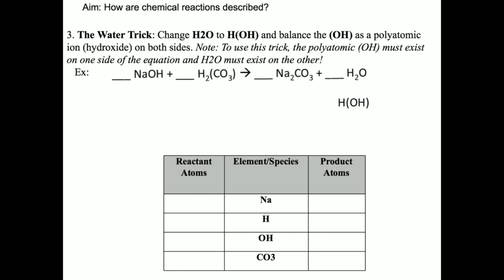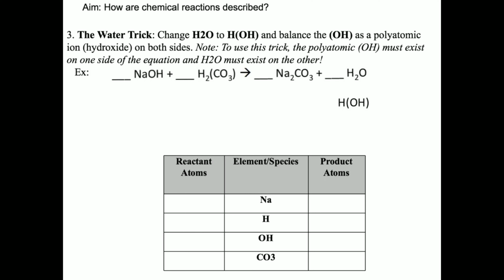The next trick is called the water trick, where we're going to take water and rewrite it as HOH. By rewriting water as HOH, we're basically using the OH in water as a polyatomic ion to treat as a single substance. This will be really important in acid-base neutralization problems that we'll talk about later in the year, but we can still balance these equations now. We'll start by assigning symbols.